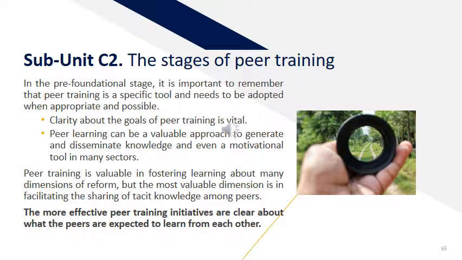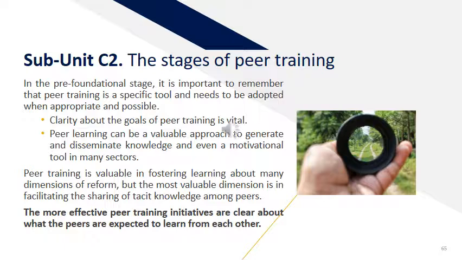Achieving deep individual peer training that also diffuses and leads to impact requires addressing challenges in all four stages. Initiatives that do not pass through these stages can still add value, facilitating peer engagement, for instance, or adding to the learning of individuals. But the real potential of peer learning involves covering the full territory shown in this process map. In the pre-foundational stage, it is important to remember that peer training is a specific tool and needs to be adopted when appropriate and possible.